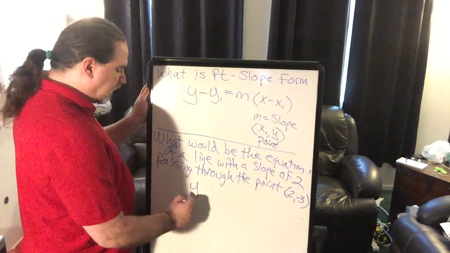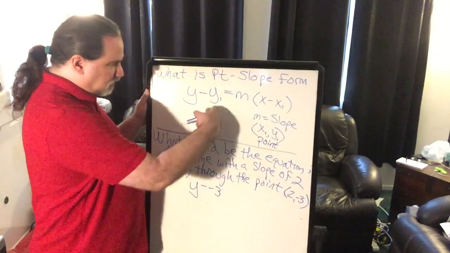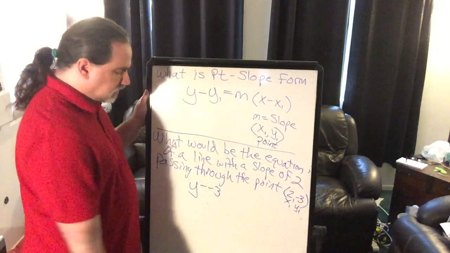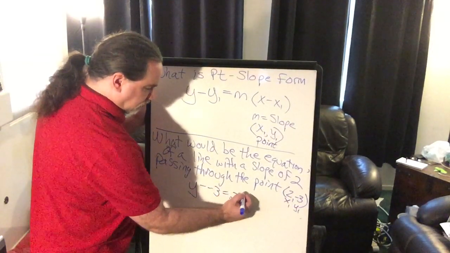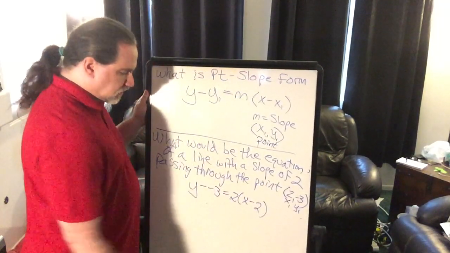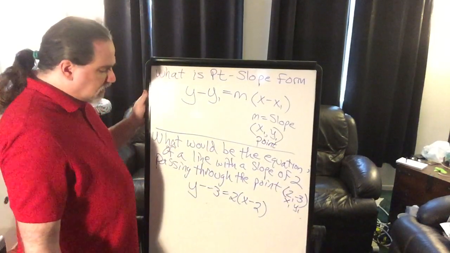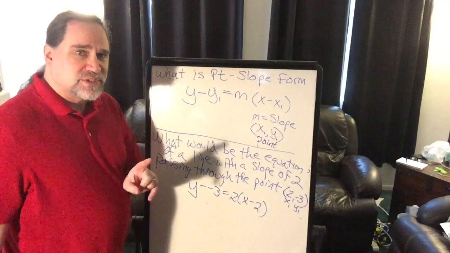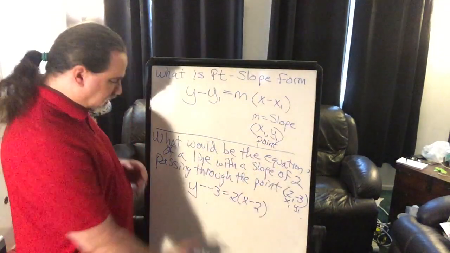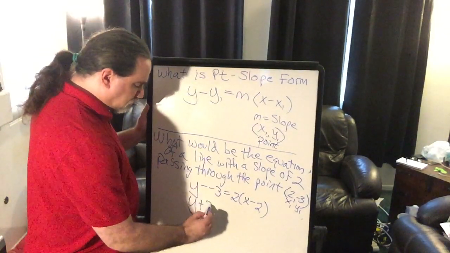So it goes y minus, and my y value here is -3. So that's my y1. So this is my x1 and this is my y1. And that's going to equal 2, parentheses, x minus 2. So this 2 is the slope. This 2 is the x1. Now we're going to do one thing. We're always going to clean this up, because we would never allow ourselves to have minus and minus. So we would change that to plus.